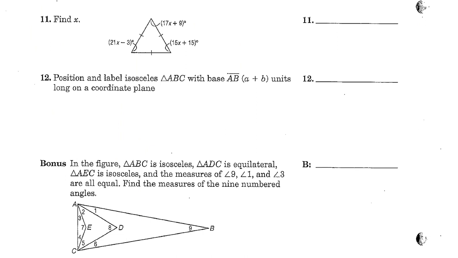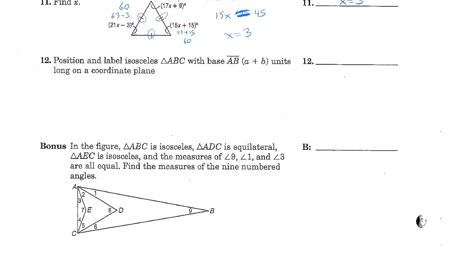Done, find x. But even easier, it says it's equilateral, so let's just choose one, like for example the 15x plus 15, and that must be equal to 60 degrees, because every equilateral triangle has 60-degree angles. That means 15x plus 15 equals 60, and we subtract the 15 is 45. Dividing, we get x is 3. Let's just double check that that works though. So that's 45 plus 15 is 60. That's 51 plus 9 is 60. That's 63 minus 3 is 60. Good job, us. It worked.